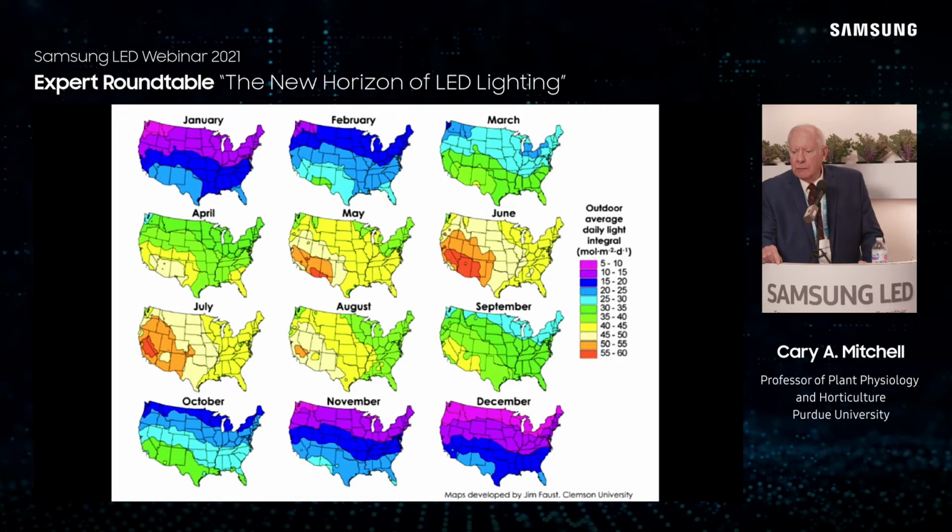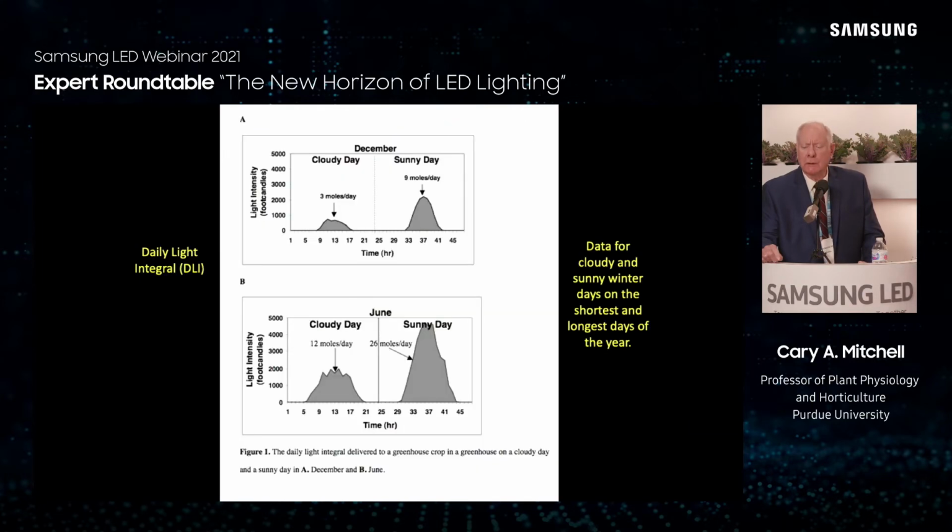And for here in New York, it looks like we're looking at very high DLIs, maybe 40, 45 moles. That's enough to grow most crops outdoors. And on December 21st, it gets way down to 10 to 15. But these are outdoor DLIs. What happens if you go into a greenhouse?